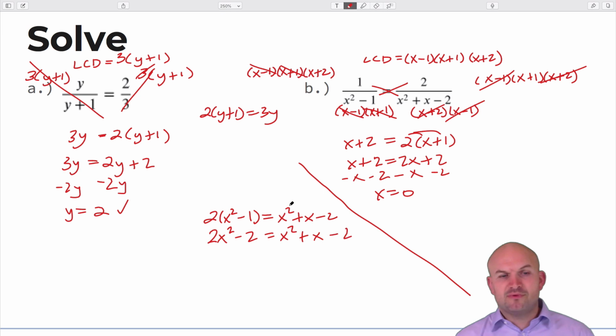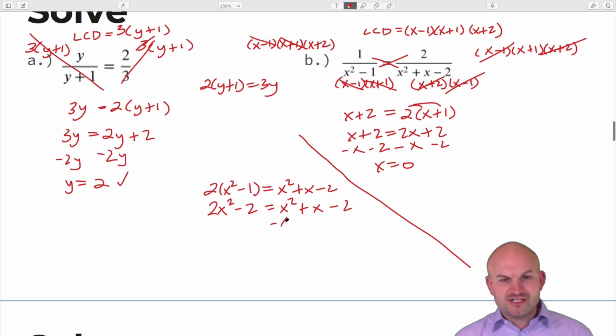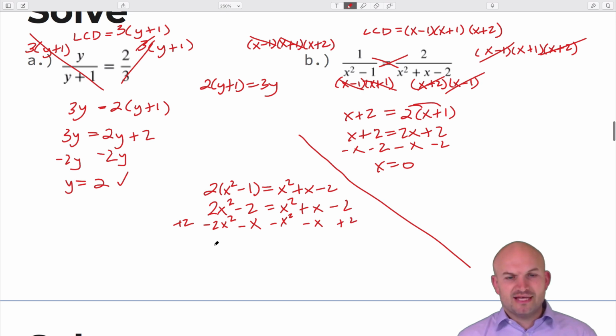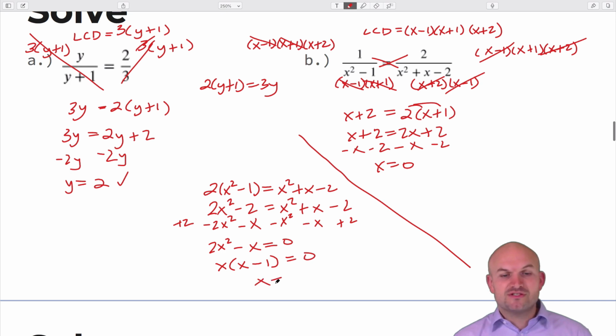Because in the first example, applying the cross product versus the LCD is not going to make a difference. But here, I'm actually going to get a different answer, which is kind of interesting. I'm just going to have to subtract an x, and I'll have to add a 2 to both sides. So by doing that, I get 2x squared minus x equals 0. Factor out the x, and I get x times 2x minus 1 equals 0, so I have x equals 0 and x equals positive 1.